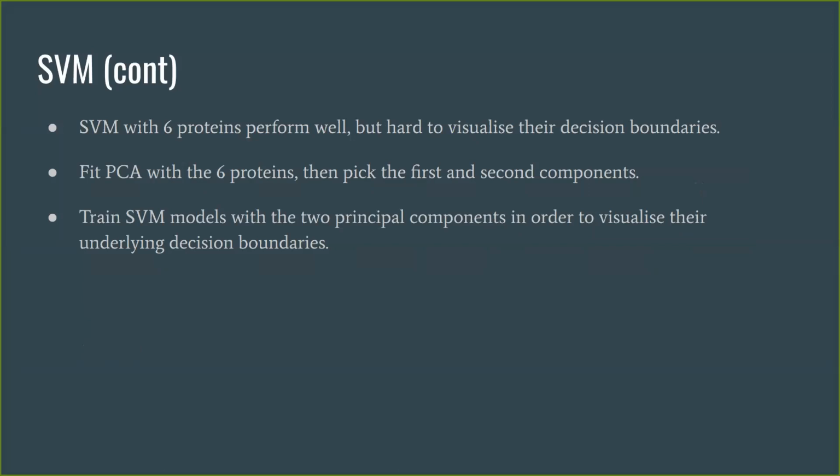So in order to visualize the decision boundaries, we fit a PCA with the 6 proteins, and then we pick the first and second principal components. These 2 components actually explain more than 86% of the total variation of the 6 proteins. Then we train the SVM models with the 2 principal components.